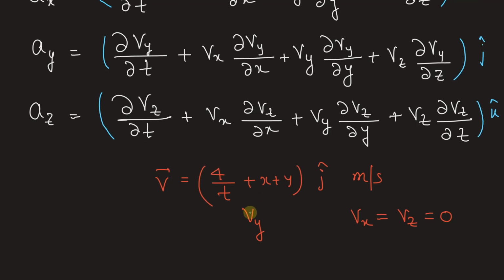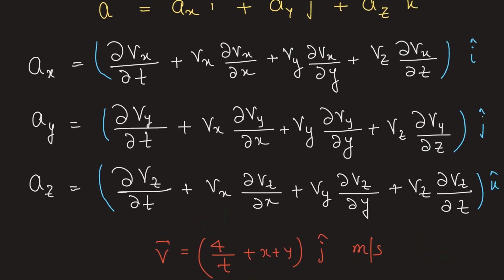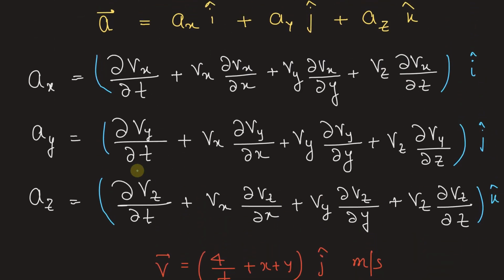So we are given only the Vy value; Vx and Vz are 0. Now let's substitute these values in the acceleration terms. Since Vx is already 0, the first term will become 0. Here this term will also be 0, because Vx is 0. Similarly for Vz also, all the terms will be 0.